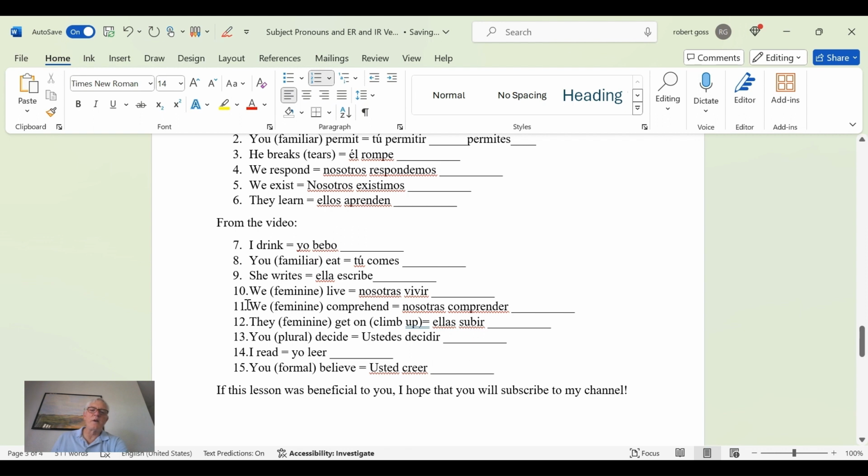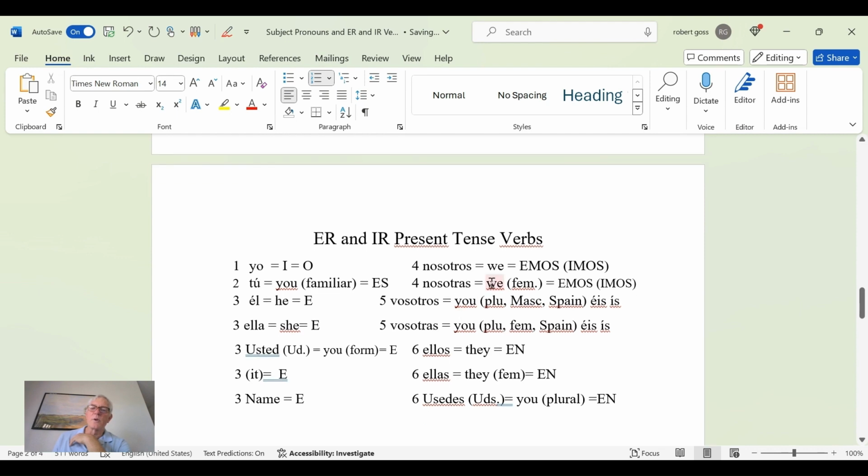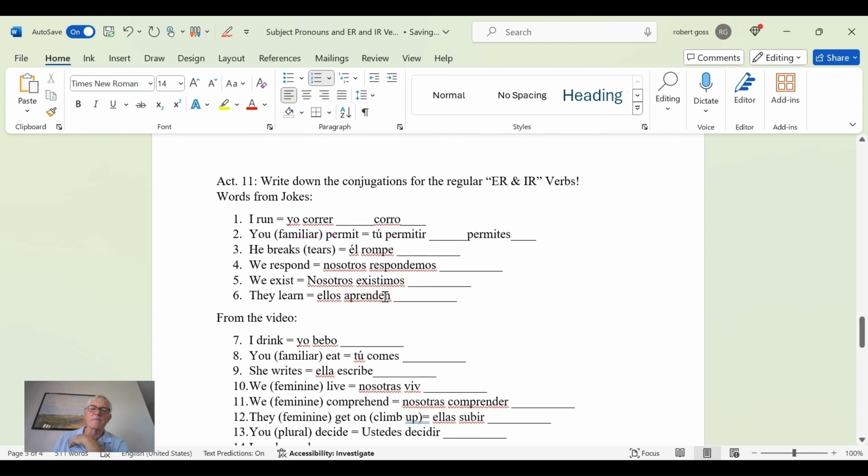Number 10, we feminine. Oh, now we know it's we. And now that it's we, we've got to figure out whether it's ER or IR, remember? Because they're different depending whether they're ER or IR. Well, they're telling us it's the verb live. And so we have nosotras, we feminine. And we have vivir. It's an IR verb. And so we'll get rid of the IR. And if we have nosotros and it's feminine, nosotras, we're going to put the ending IMOS.